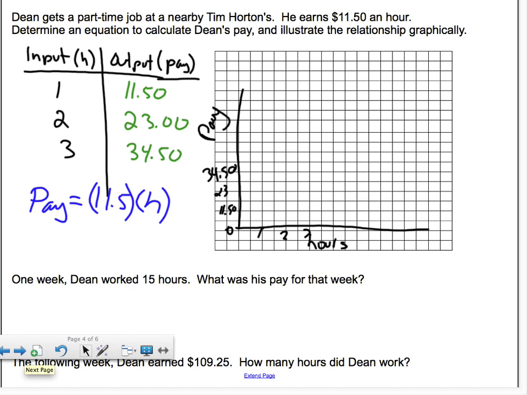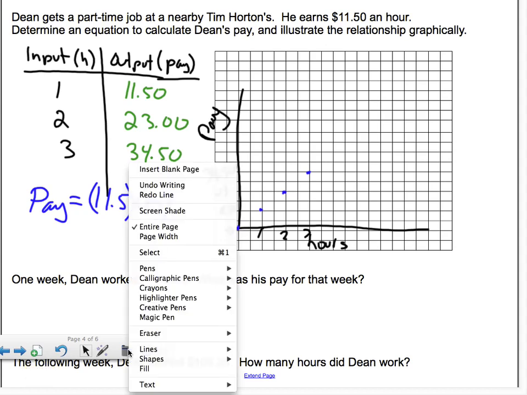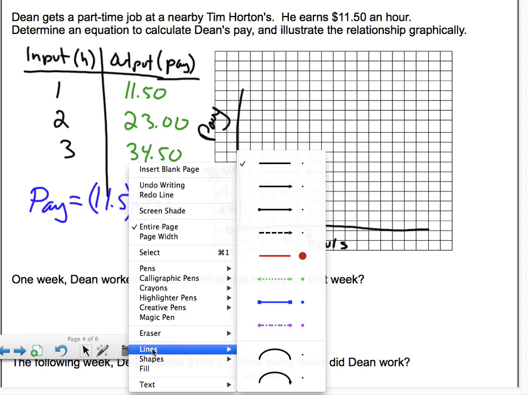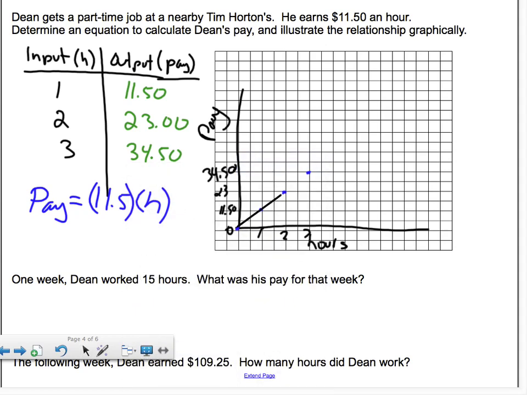Okay, so how will we plot this? We have 0, 0. If he's not working, he's not going to earn any money. 1 hour gives us $11.50. 2 hours gives us 23. 3 hours gives us 34.50. Here I just use the convenience of a scale with intervals of 11.50. Now if I was to graph this, it looks something like that.